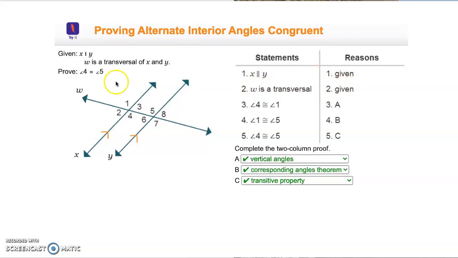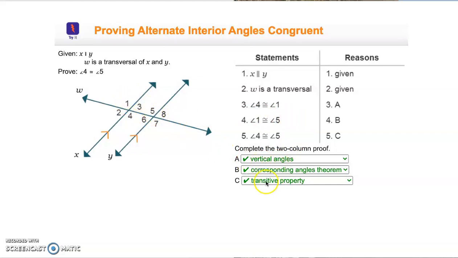So we're given a couple of things, the parallel lines and the transversal. So we know angle 4 is congruent to angle 1 because of the vertical angles theorem. Vertical angles are congruent. So 1 and 4 are congruent because of vertical angles. 1 and 5 are congruent because of the corresponding angles theorem.